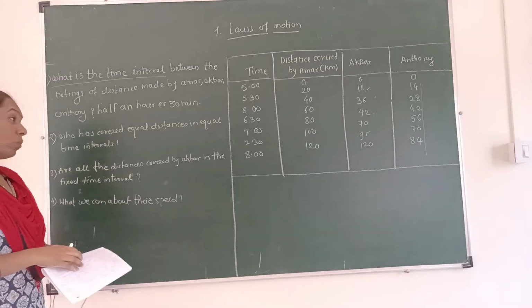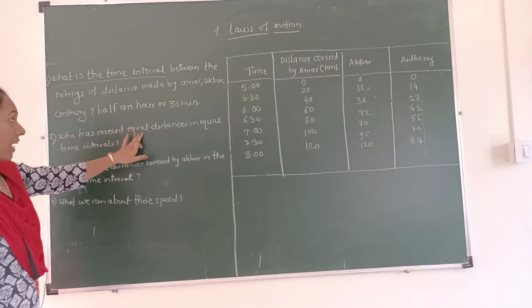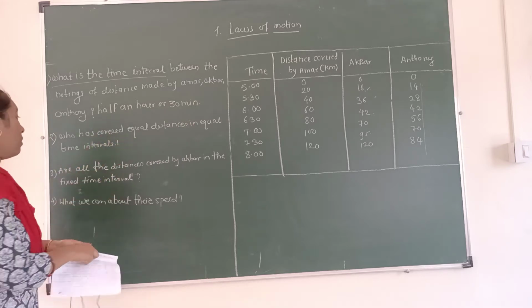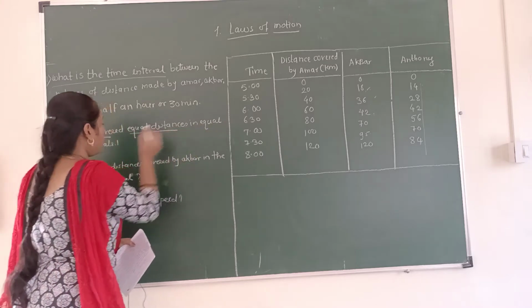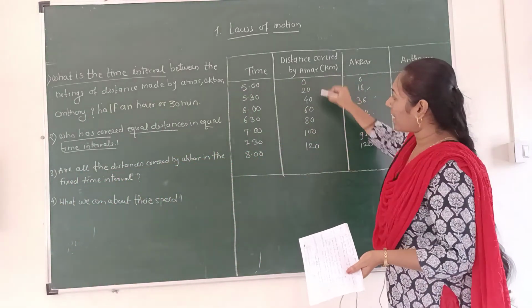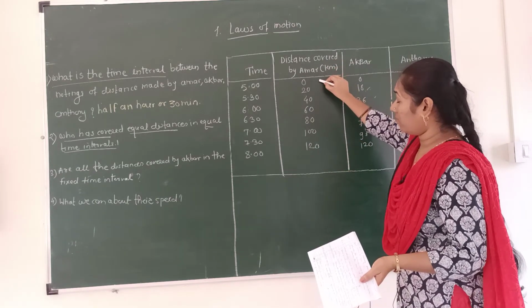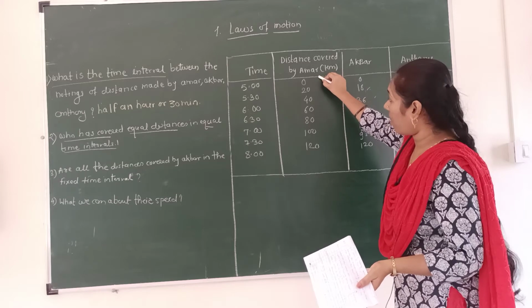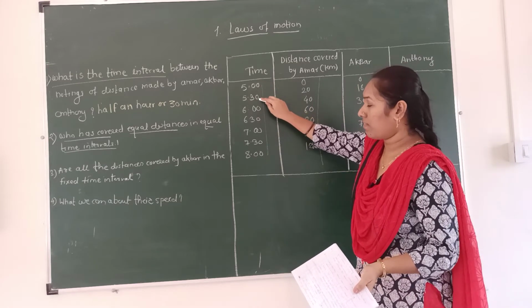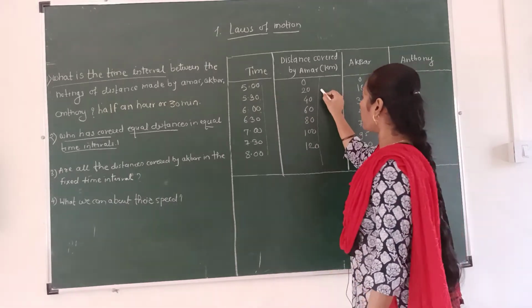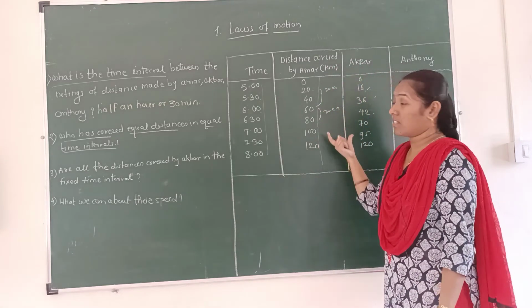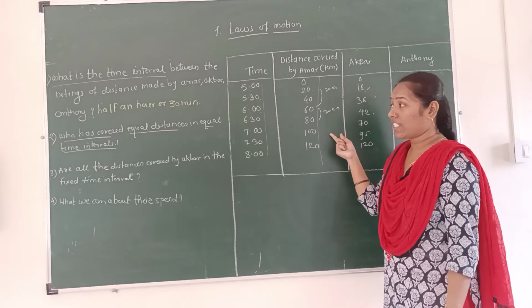What is question number 2? Who has covered equal distances in equal time interval? If we look, the distances covered by Amar are equal in equal time intervals. Here 5 to 5:30 to 6, and what is the difference between these two? 20 km. These two, 20 km. In each case the difference is 20 km. So Amar covered equal distance in equal time interval.